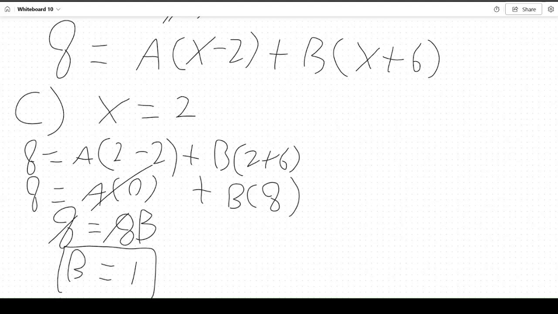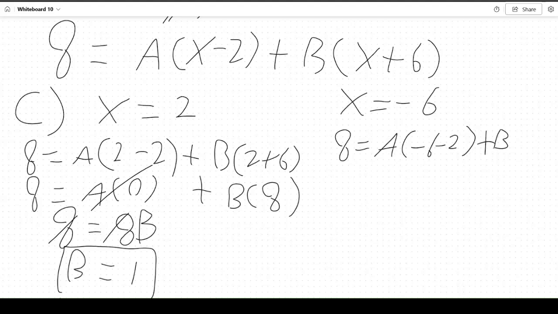And this is important because we need to do this for the integration part. And now we have x equals negative 6 for this part. So we can plug in negative 6 for the x's. Negative 6 plus 6 is just 0, take that out. And negative 6 minus 2 is negative 8, times a. And a will be negative 1.